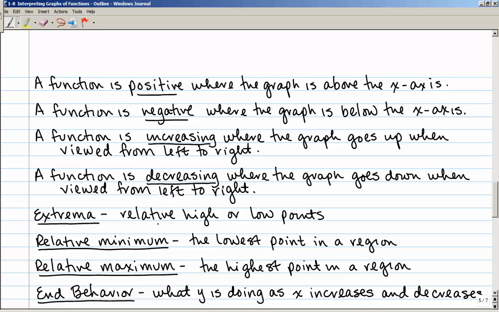Extrema are relative high or low points in the graph, and we have two of those. We have a relative minimum, which would be the lowest point in a region. It may not be the overall lowest point, but just in a region it is. A relative maximum is the highest point in a region. And then the last thing we're going to take a look at is end behavior, and that's basically what y is doing as x increases and as x decreases.